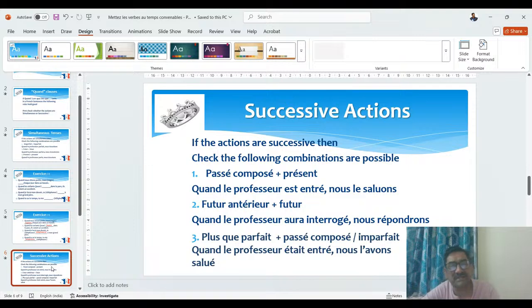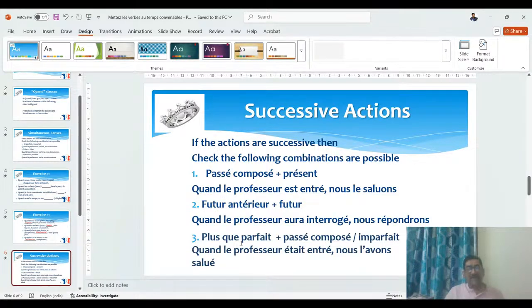Then let's go to successive events. Successive events means one finishes, another starts. That's very, very important because this will surely be asked in the board exam. So one finishes, the action is over. The professor has entered the classroom and we all greet him. So when the professor entered the classroom, we greeted him.